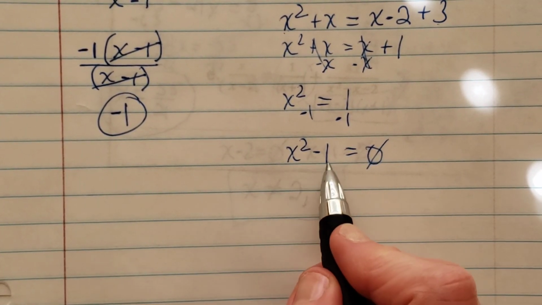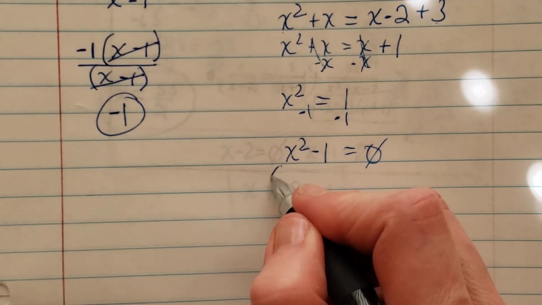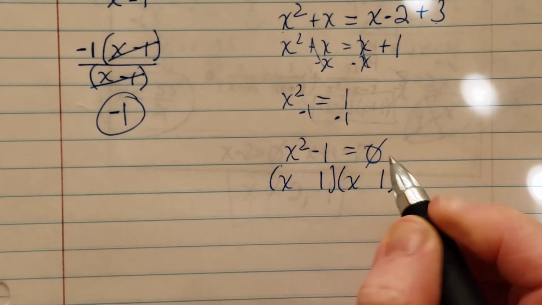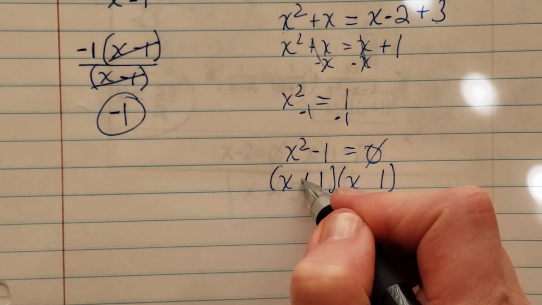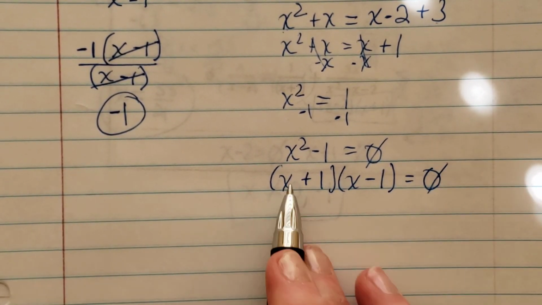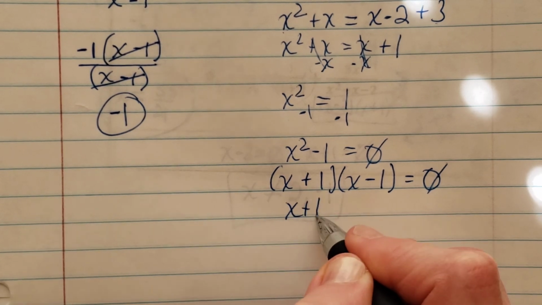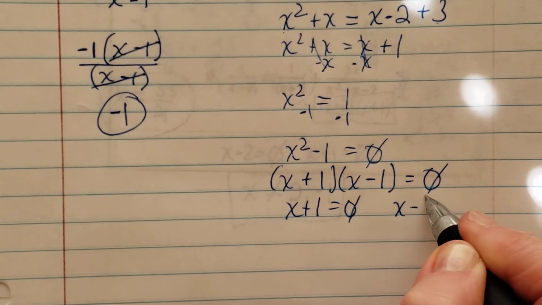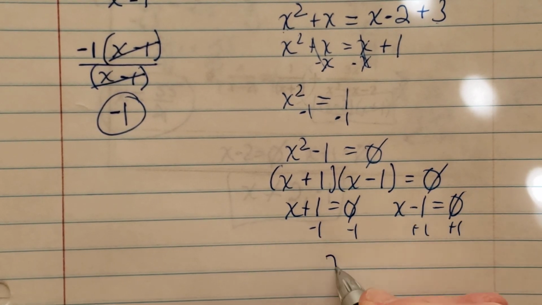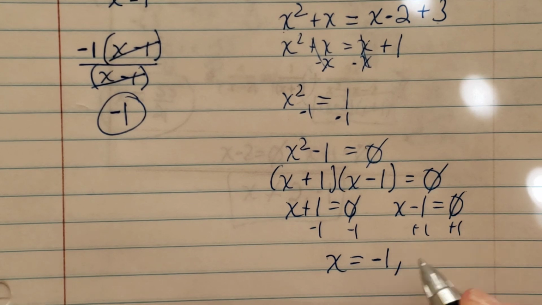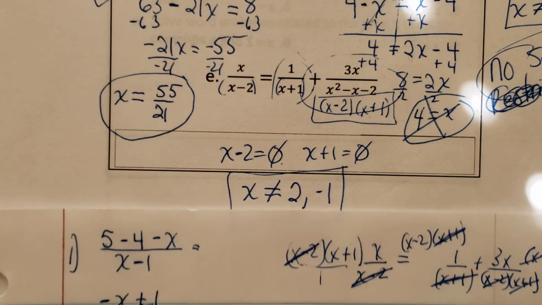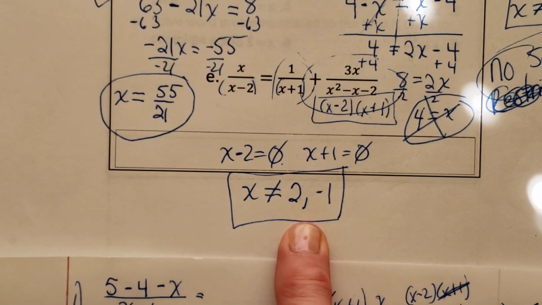Well, this is the difference of two perfect squares. So the square root of x squared is x. Square root of 1 is 1. Since that's the difference of two squares, one gets a plus and one gets a minus. And so, since it's set equal to 0, we have to set both of these equal to 0. And so, what are my solutions? My solutions are x equals negative 1 and positive 1. That's my solutions. Now, let's go back and check it with our restrictions.